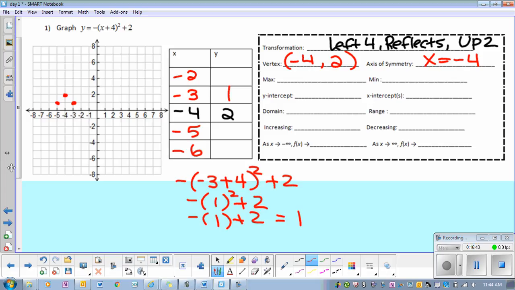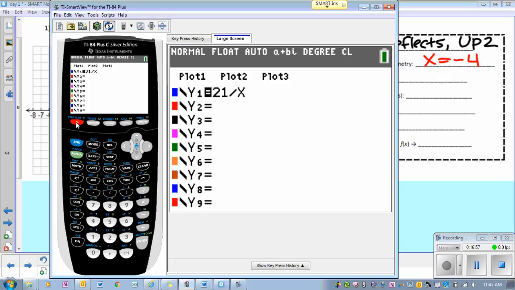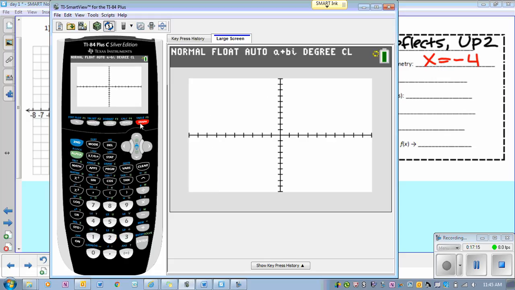You guys have calculators, okay? So unless we say don't use a calculator, or you're in pre-calc next year and they said don't use a calculator, you can. Go to y equals. We're going to put this equation in: -(x plus 4) squared, and then plus 2. Yeah? Second graph. So you want to look at the graph and make sure it looks like the transformations that you said. It reflects, left 4, up 2.